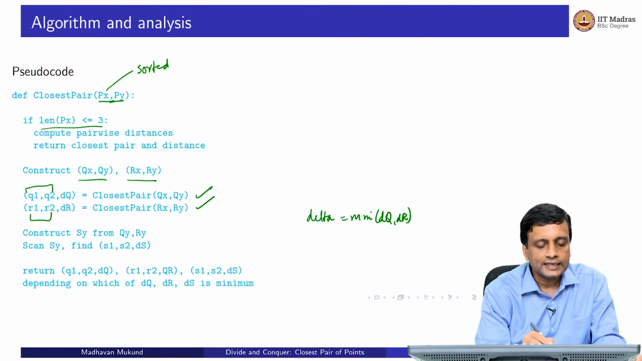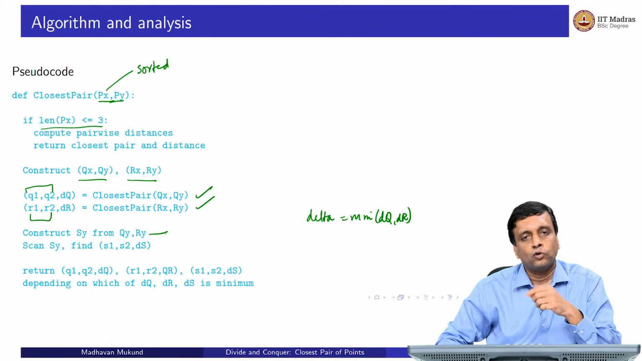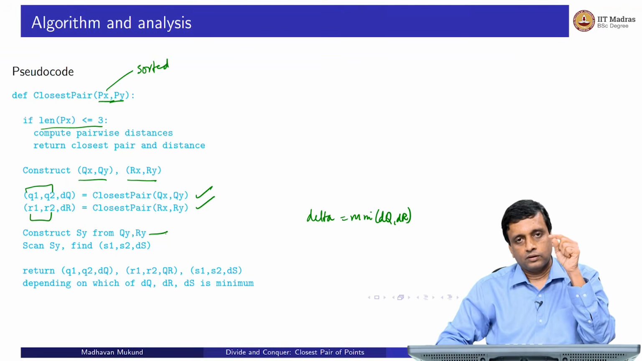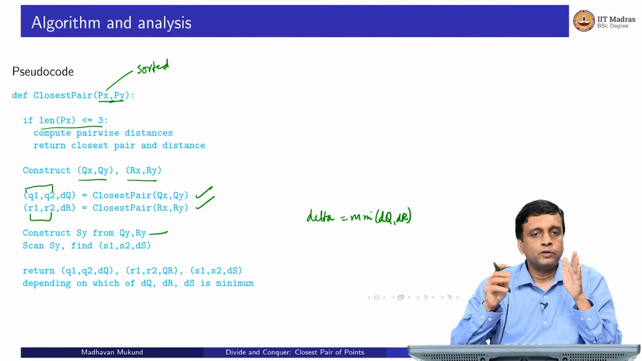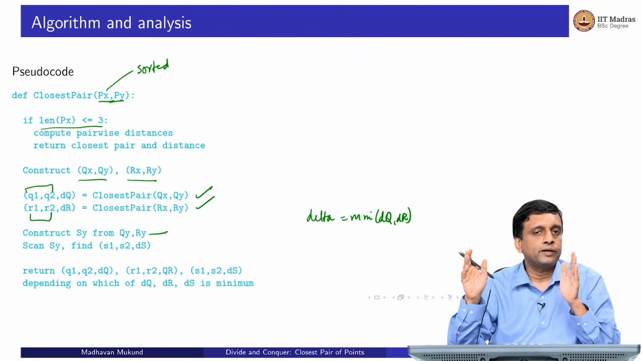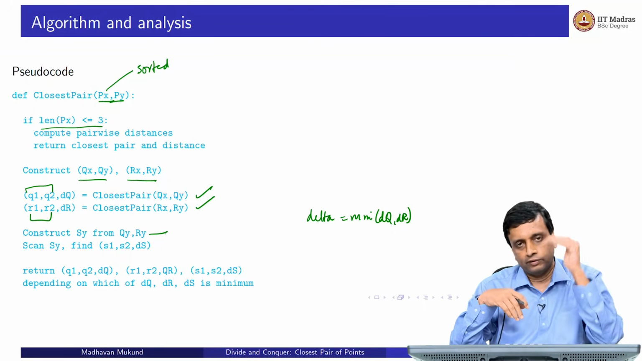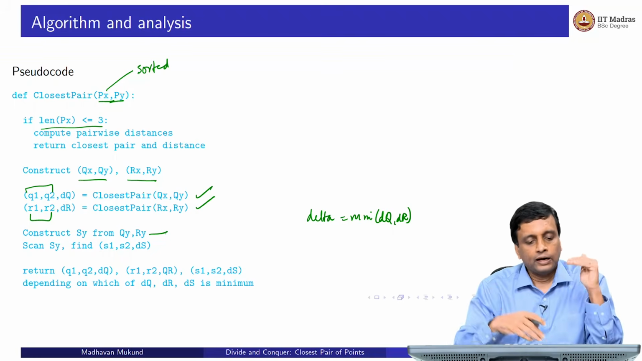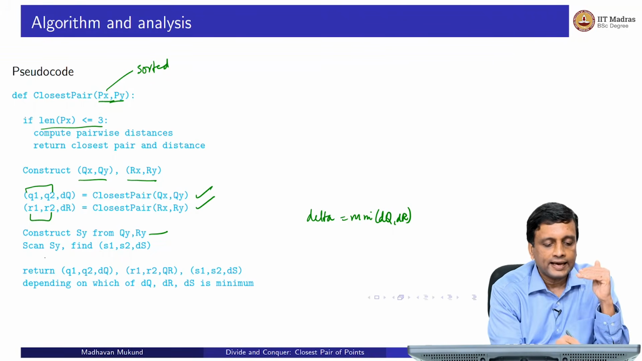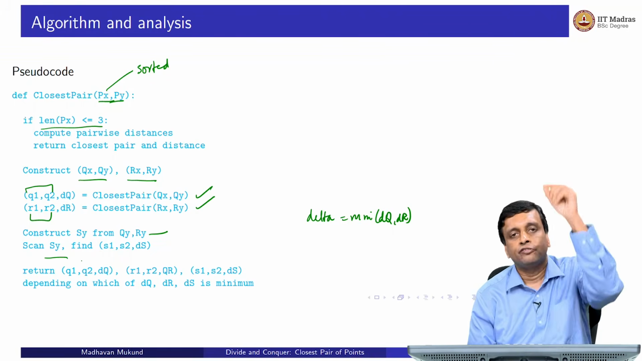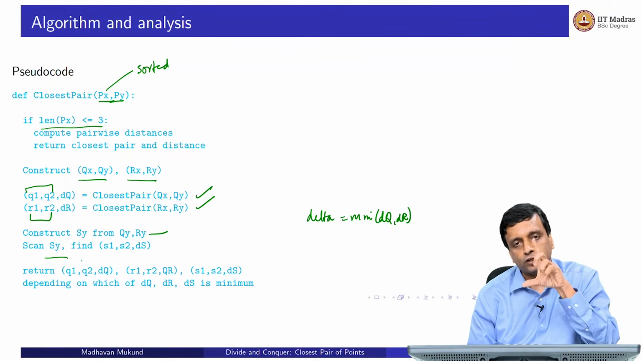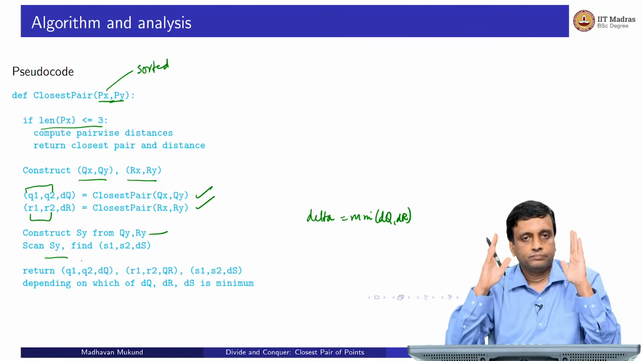So using that delta, I will construct this sy. I will look for all the points whose x coordinate lies between the separator minus delta to separator plus delta, and put it into sy in ascending order in y coordinate. And now I will do this linear scan, every point with the next 15 points, in order to find out the smallest separation within this band.